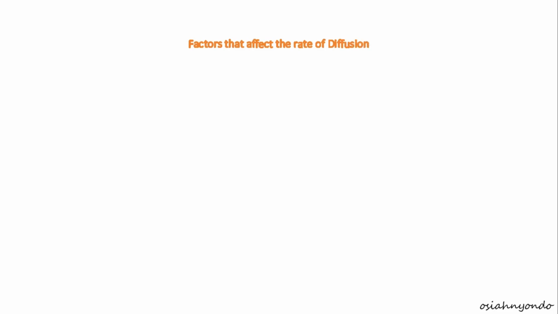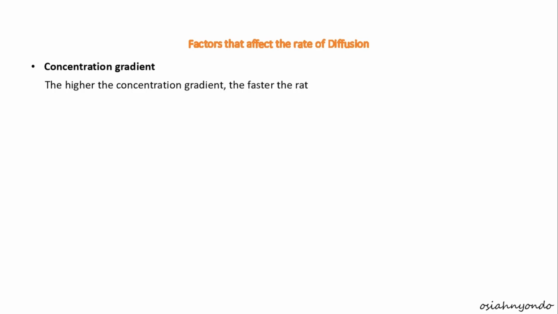Factors affecting the rate of diffusion. What are some of the factors that we need to understand that affect the rate of diffusion? The first one is concentration gradient. We already know that concentration gradient is just the difference in concentration of substances between two areas. Now, how does it affect the rate of diffusion? The higher the concentration gradient, the faster the rate of diffusion, and the lower the concentration gradient, the slower the rate of diffusion.